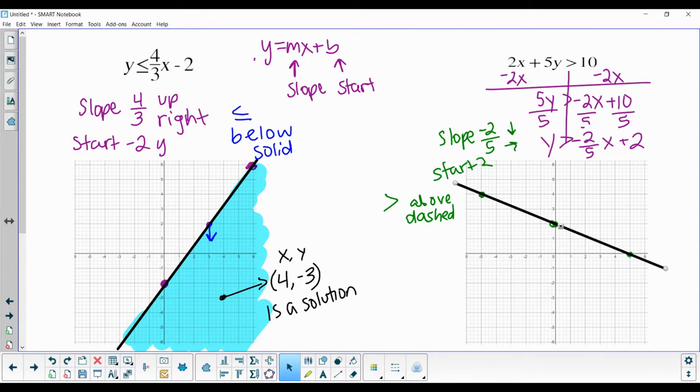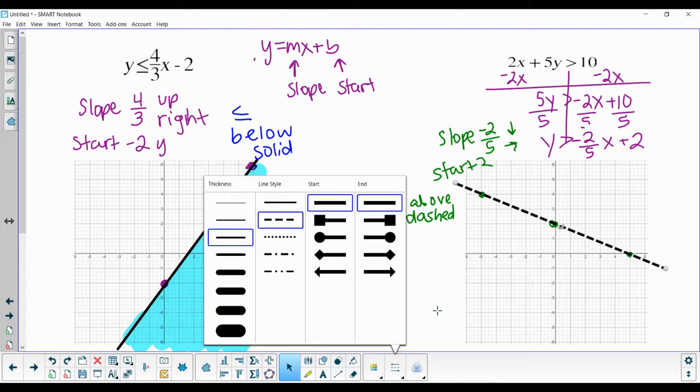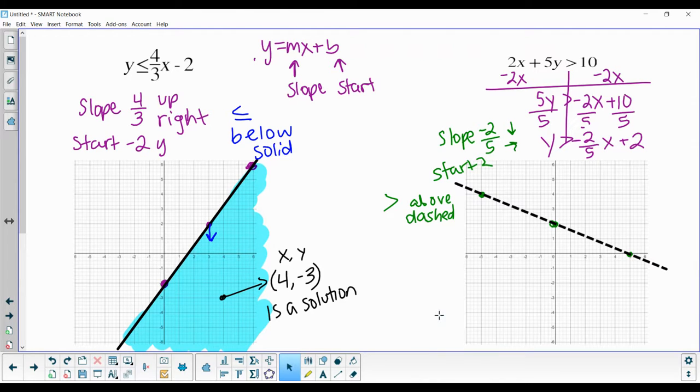And now I have to shade. Oh, I didn't even make my line dashed. See, we do that all the time. That's why we write it down first so that we know what to do. And this time the shading is above. So if I pick any of my points, I know I have to go up. So my shaded area is this area right here.